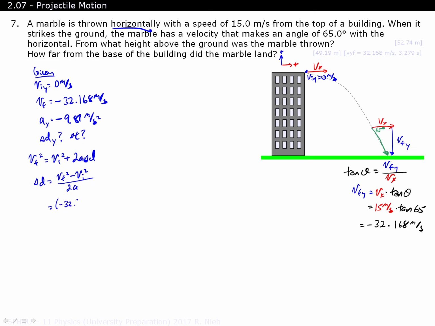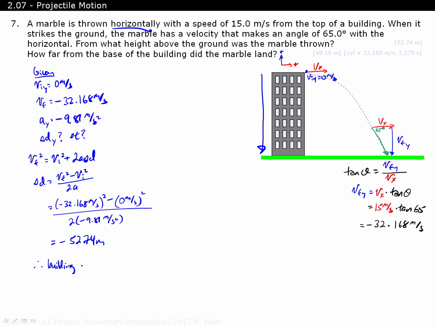Negative 32.168 meters per second, quantity squared, subtract 0 meters per second, quantity squared, divided by 2 times negative 9.81 meters per second squared. This will give us a negative answer. It'll give us an answer of negative 52.74 meters, which is true. It did fall 52 meters down. What that tells us is that therefore the building is 53 meters tall, as the marble fell 53 meters down.